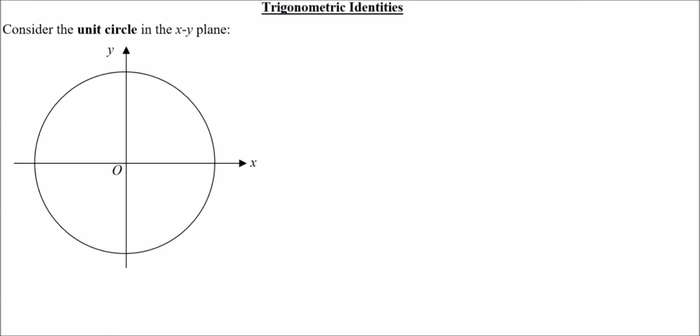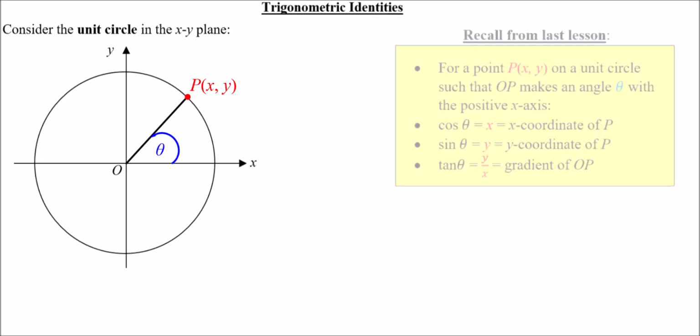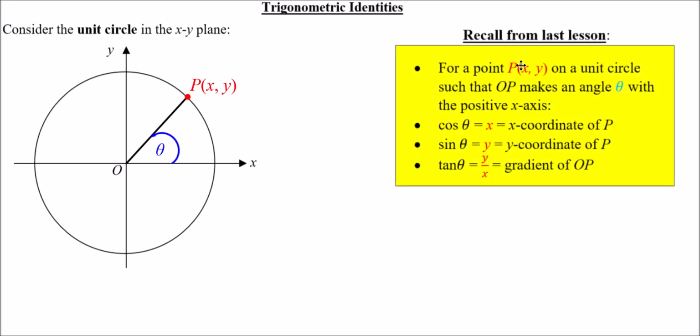So we need to recall from last lesson a few things. First of all, let's just define any point here as being P, which is a function of x and y, and this angle here made with the positive x-axis going towards this radius as theta, measured anti-clockwise from the positive x-axis. So this is going anti-clockwise.